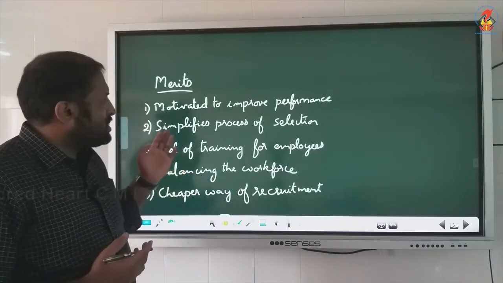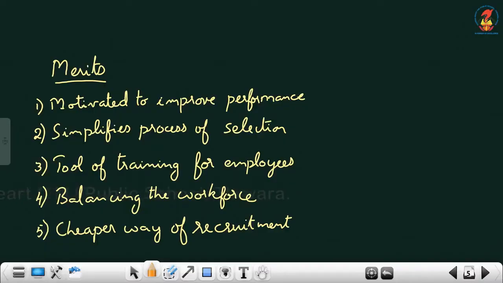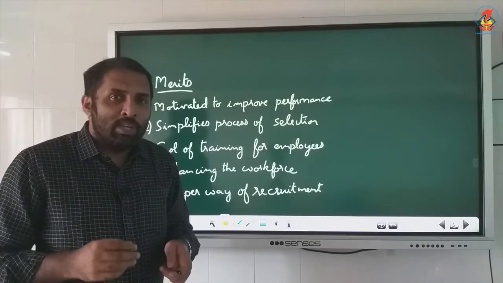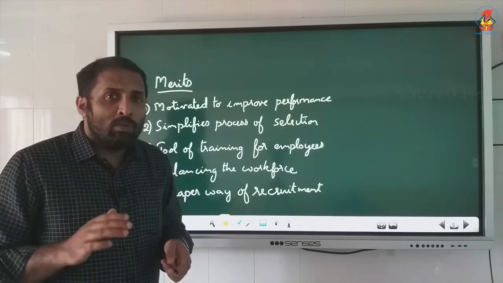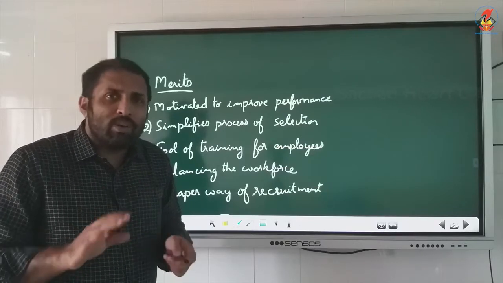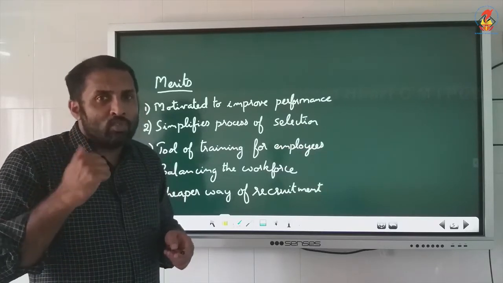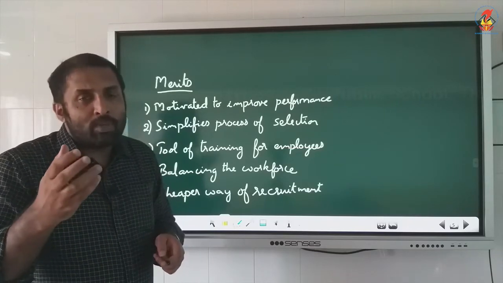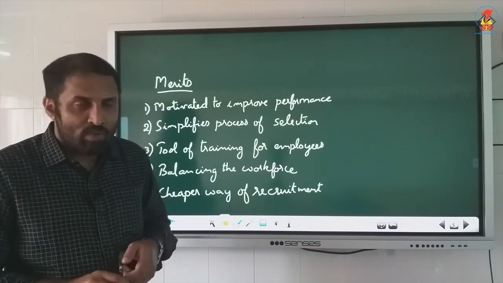Another one is that it simplifies the process of selection, because these employees are working in the organization. So it is very easy to understand what their qualities and skills are, what they are good at. So we need not spend too much time evaluating how, what, where, when. All these things are not required. They can easily be absorbed into a particular job. So the process of selection is made simpler.